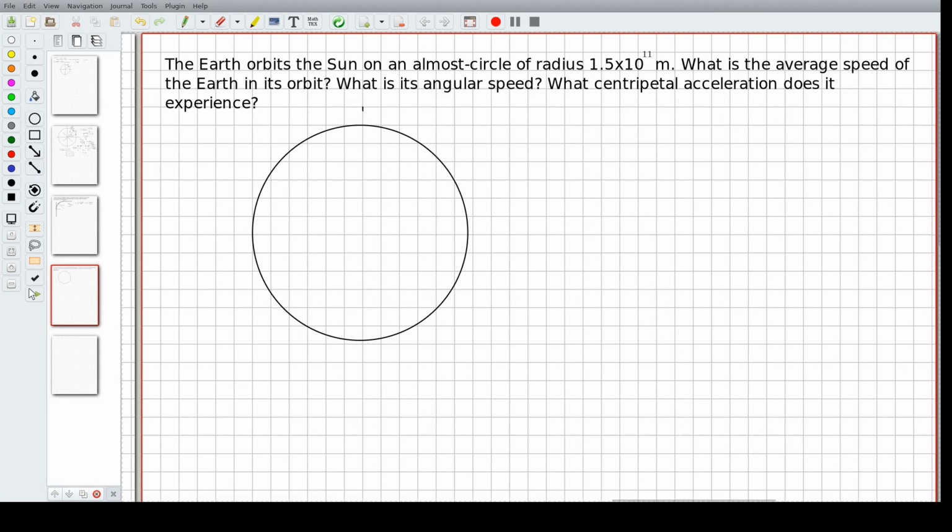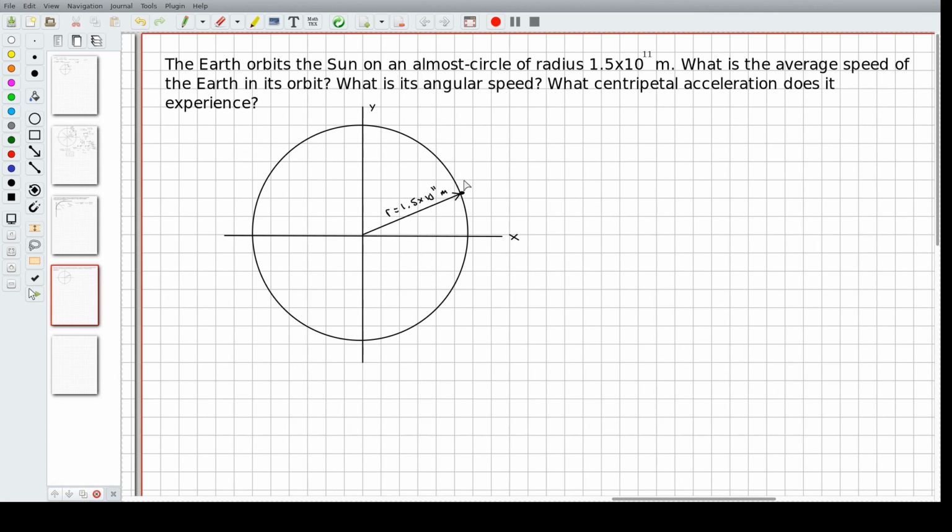Let's draw some coordinates like this and like this. This is the y direction. This is the x direction. Now let's label some stuff. We'll say here's the location of the Earth in its orbit right now. Maybe here. The length of the orbit, its radius, is 1.5 times 10 to the 11th meters. This is actually called an astronomical unit. It's used in astronomy.